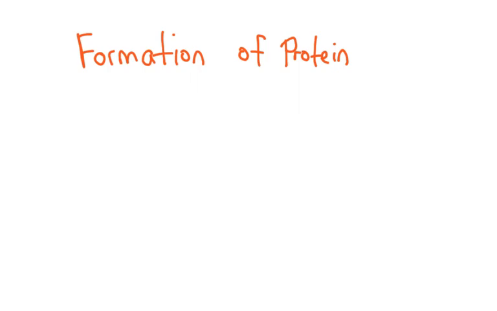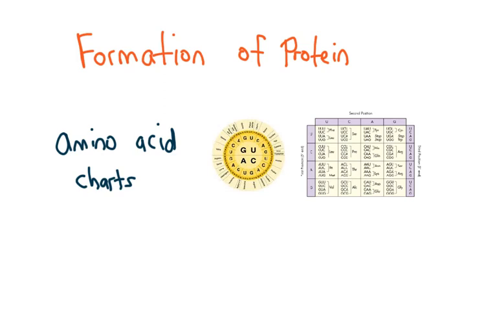Let's look at one or two more issues to do with the formation of protein before we finish. I mentioned amino acid charts. Here are two examples. This one's circular. It has the names on the outside of the 20 amino acids. And here we have the code divided into codons.